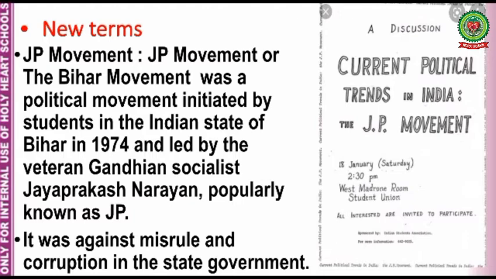The JP movement or the Bihar movement was a political movement initiated by students in the Indian state of Bihar in 1974 and led by the veteran Gandhian socialist Jai Prakash Narayan, popularly known as JP. It was against misrule and corruption in the state government. So basically, the JP movement was started in Bihar against the malpractices of the Bihar government in 1974, and it was led by the Gandhian socialist who followed Gandhian ideology, Jai Prakash Narayan. That is the reason it is also called the JP movement.